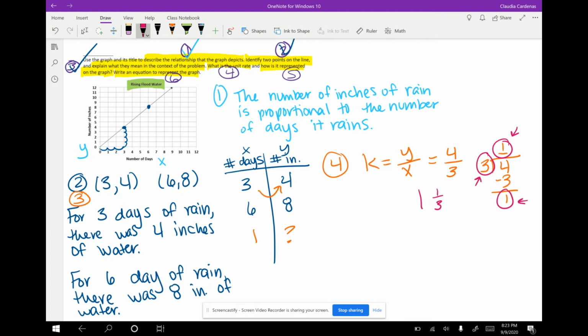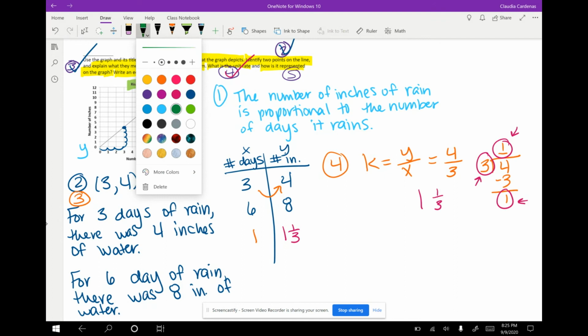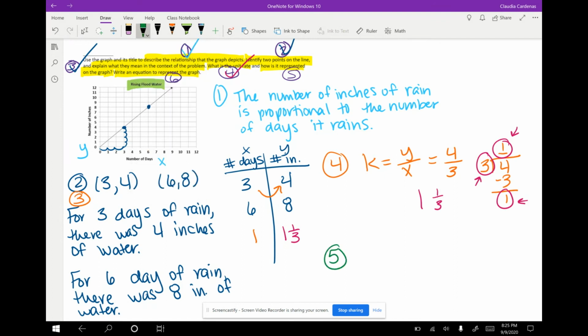And so we can go ahead and put that into our table, right? So we figured out the unit rate is 1 1/3 inches of rain for every 1. So how would I represent that point on a graph, like as an ordered pair? So our 5th part, if our unit rate is 1 1/3, I remember I write my point as x and then y. So it would be 1 and 1/3.